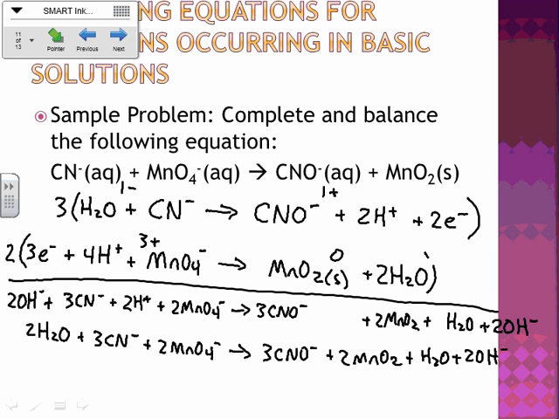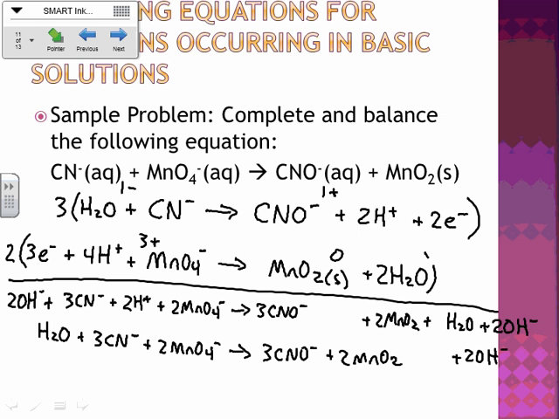Okay, now I have water on both sides of the equation again, okay? So I'm going to cancel out this water right here, and I'm just going to get rid of the coefficient in front of that water, okay? There is your final balanced equation, and I feel better about that because we have OH minus in that solution instead of H plus, okay? Does everyone understand the correction we made at the end there?